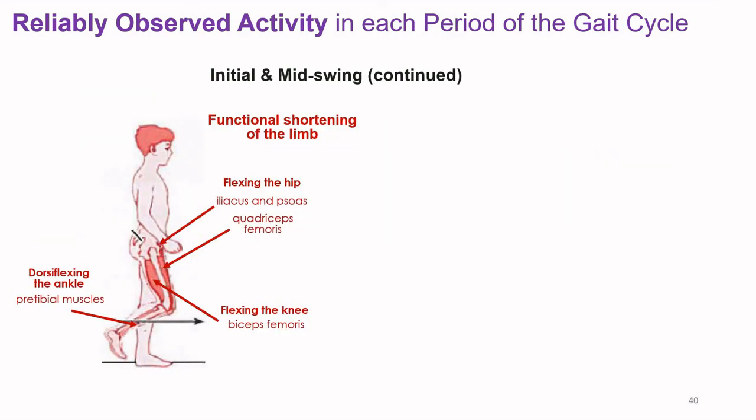We see other things going on during initial and mid-swing. Hip and knee flexion and anti-dorsiflexion act to functionally shorten the limb. That is, to bring the segments of the limb up into the body. This functional shortening has two purposes. First, this functional shortening gets the foot up away from the ground, and specifically away from the parts of the ground that could catch the swinging limb and cause a trip.